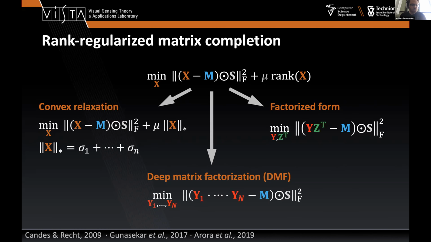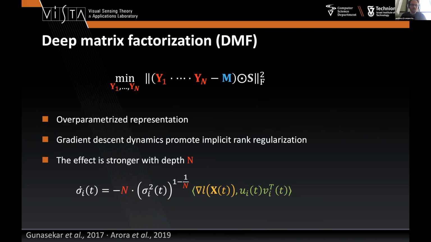It's kind of a new technique that represents the matrix as a product of factors. And now these factors don't have to be low rank. They can be just full dimensional matrices. And you just optimize this objective using just gradient descent without any constraints. So let's focus on this objective.